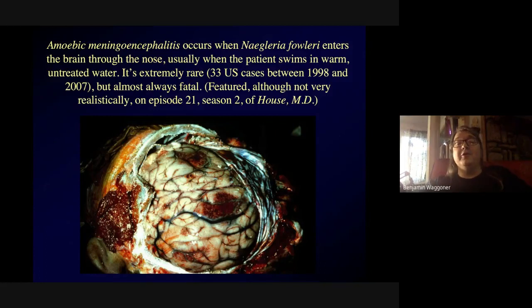There aren't very many good treatments for it, in part because it's so rare that many doctors never even see it. And in part that by the time it's obvious what it is, it may be too late. You have to diagnose this by doing a spinal tap and looking for amoebas in the cerebrospinal fluid.